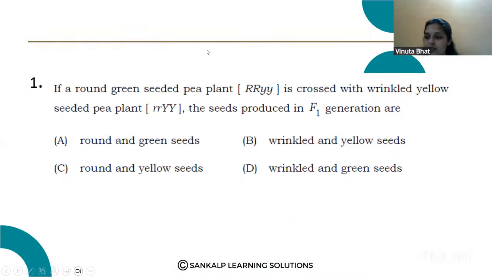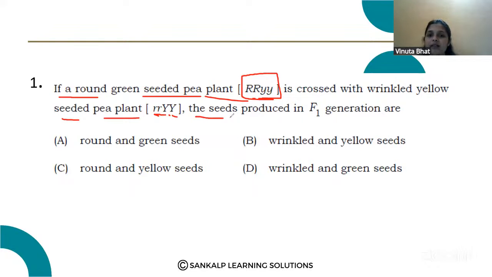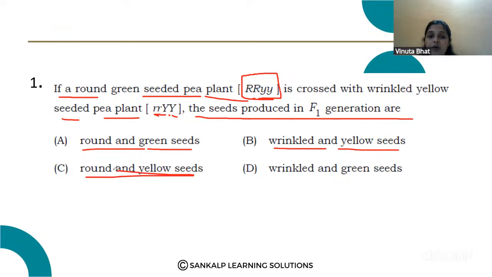The first question is: if a round green seeded pea plant, RRy (capital R, small y), is crossed with a wrinkled yellow seeded pea plant, rY (small r, capital Y), the seeds produced in the F1 generation are: option A, round and green seeds; option B, wrinkled and yellow seeds; option C, round and yellow seeds; option D, wrinkled and green seeds.